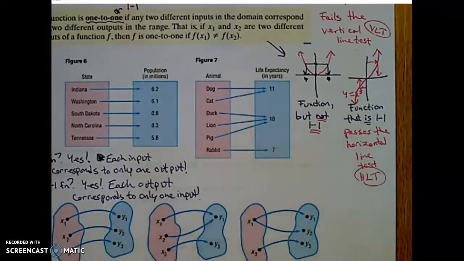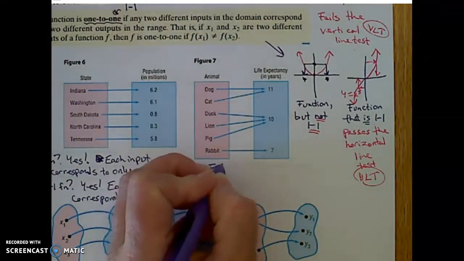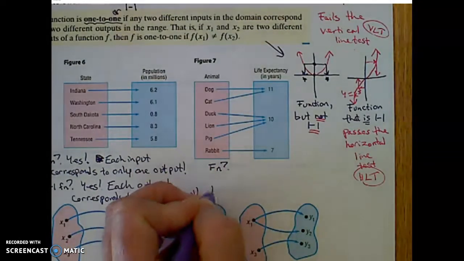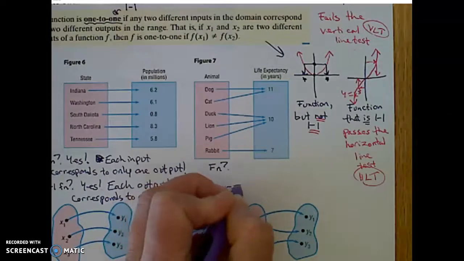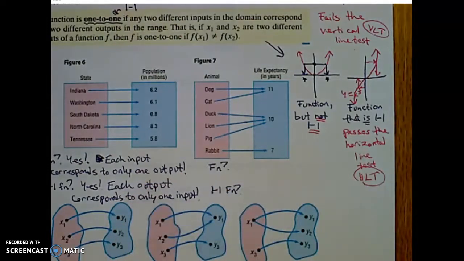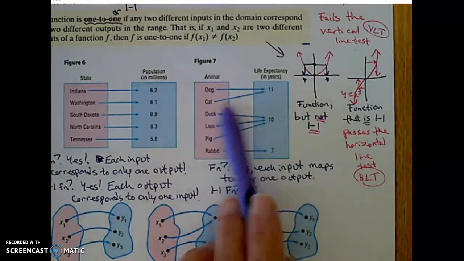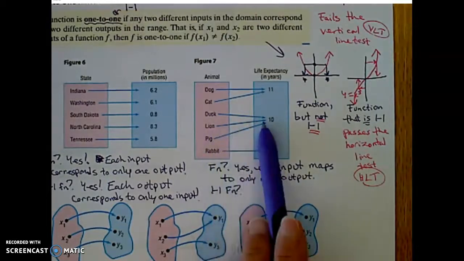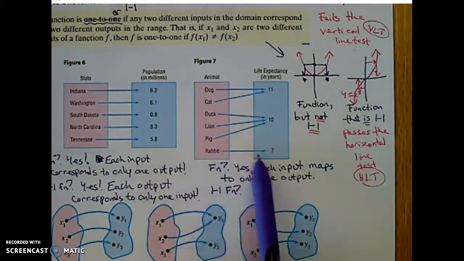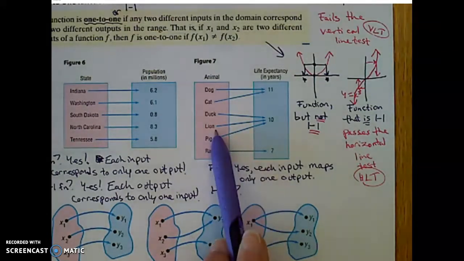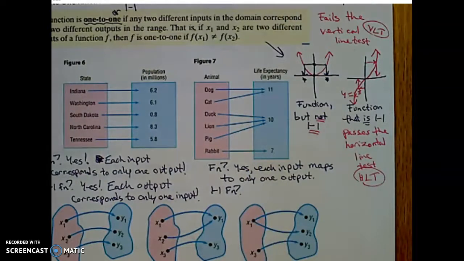Okay, look at that next relationship. Is this thing a function, that relationship? And then is it a one-to-one function? Take a moment to think about those two. This relationship, yes, is a function because each input maps to only one output. The rabbit has a specific life expectancy. The lion has one specific life expectancy. So yes, it's a function.